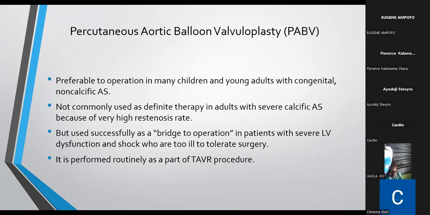Percutaneous aortic valve valvuloplasty is preferable to operation in many children and young patients with congenital non-calcific AS. It is not commonly used as definitive therapy in adults with severe AS because of the high risk of restenosis, but it is used successfully as a bridge to operation.